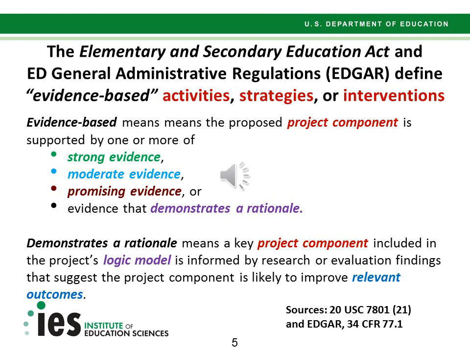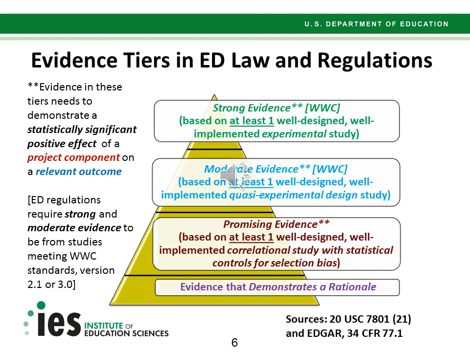Demonstrates a rationale means a key project component included in the project's logic model is informed by research or evaluation findings that suggest the project component is likely to improve relevant outcomes. Both federal education law and ED regulations define four tiers of evidence. These tiers are distinguished by the sorts of studies providing evidence that a project component has a positive, that is, favorable effect on a student outcome or other relevant outcome.